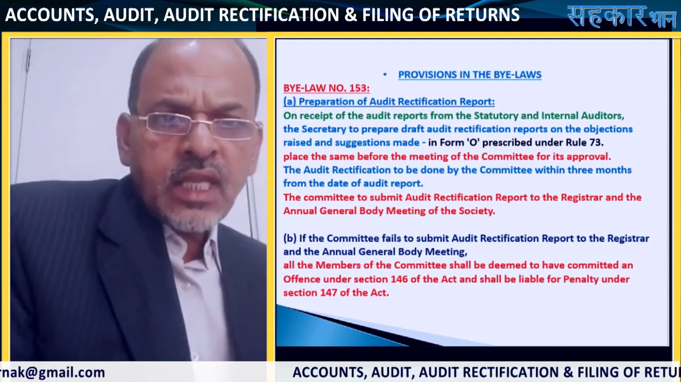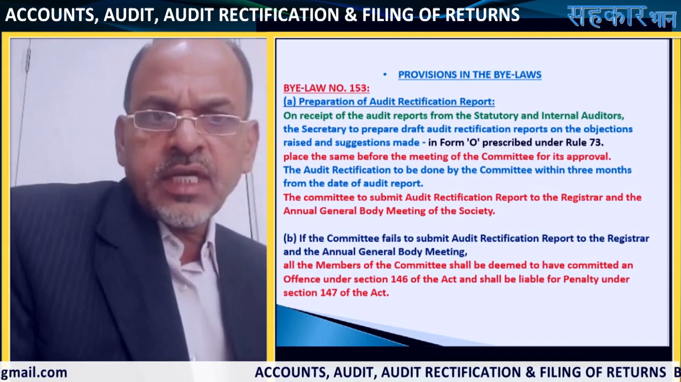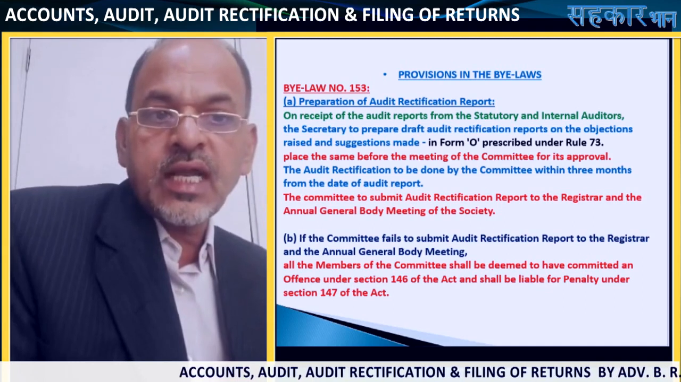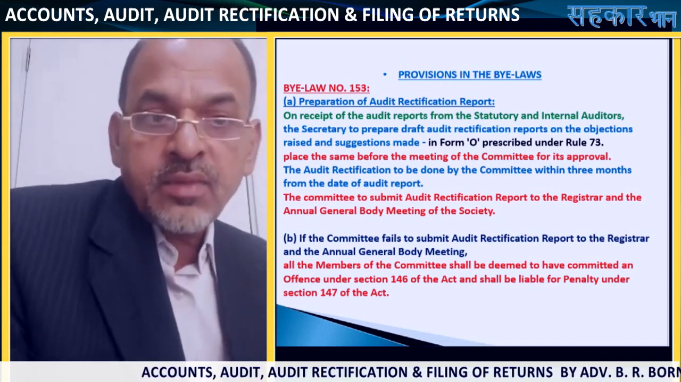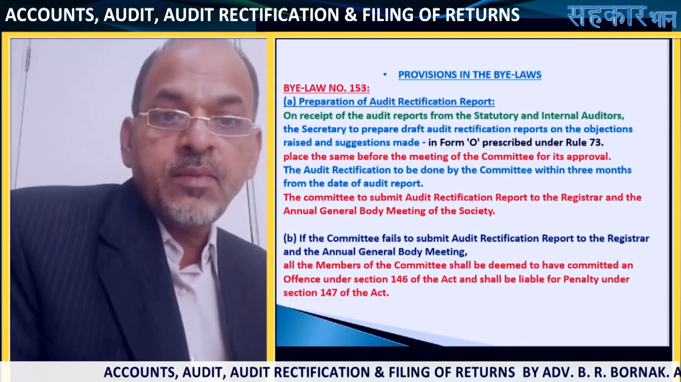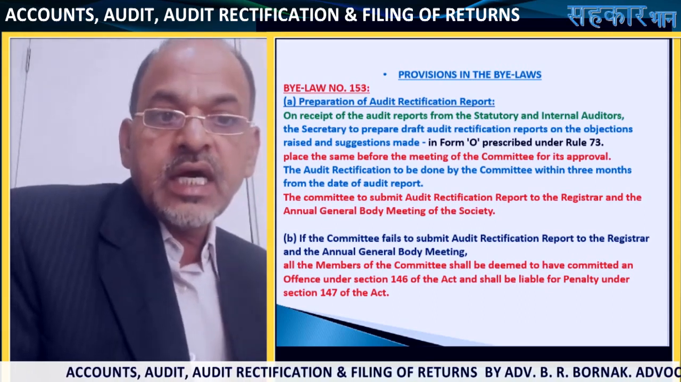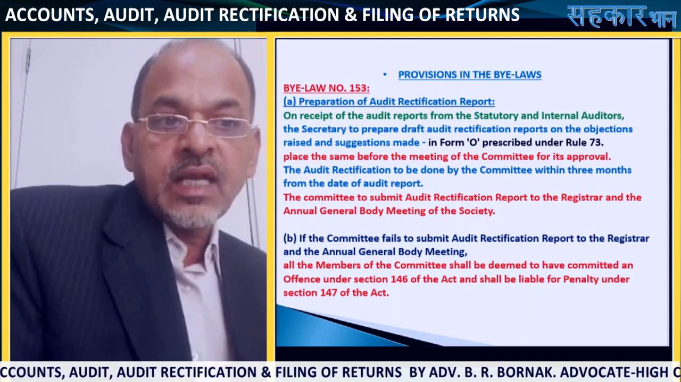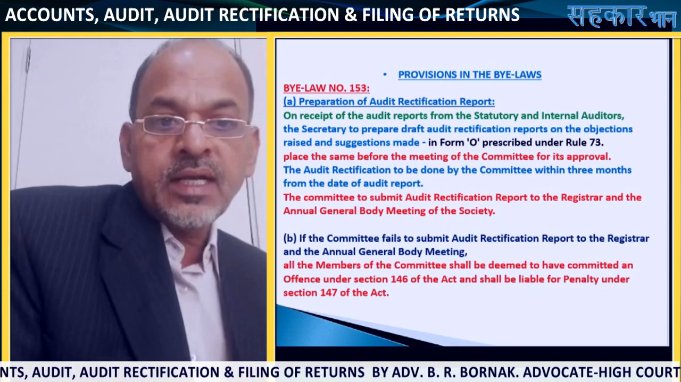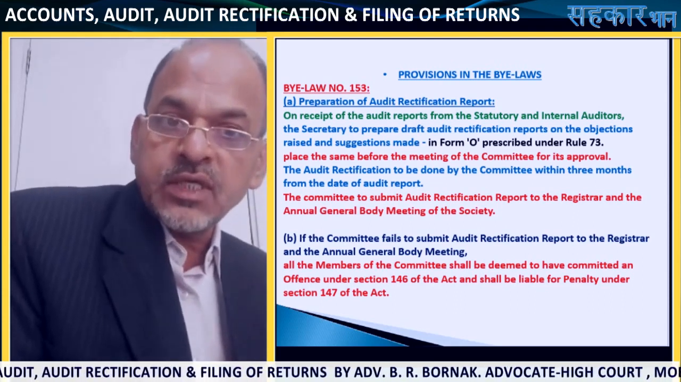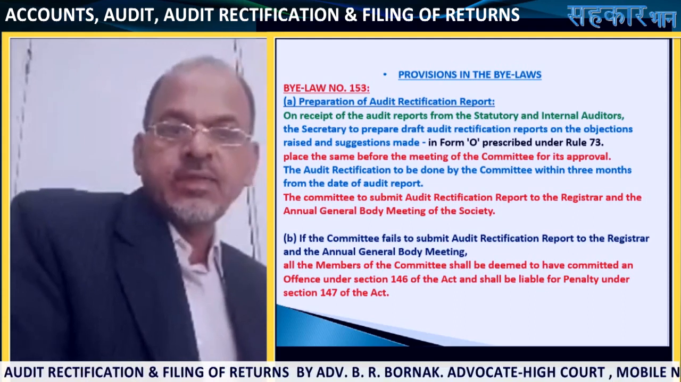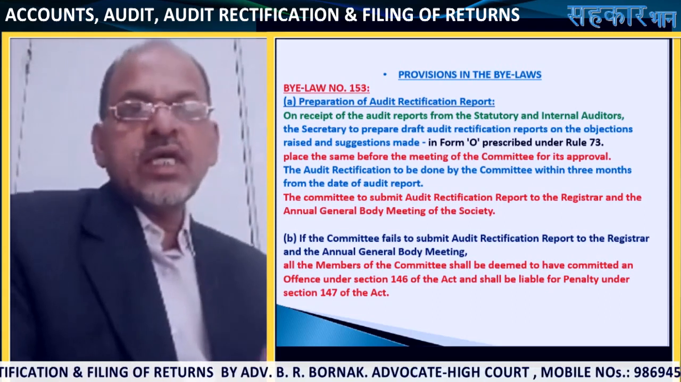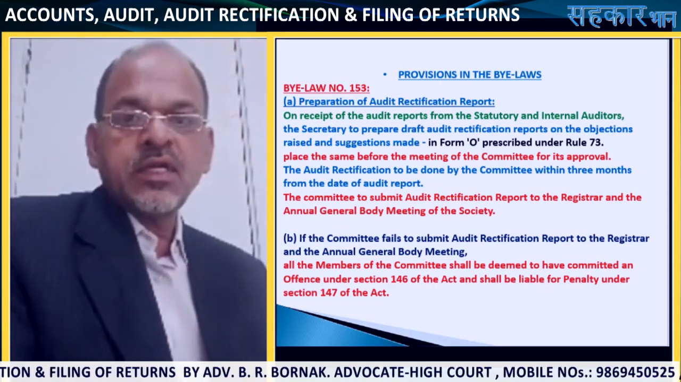Next provision about the audit rectification report: if the committee fails to submit the audit rectification report to the registrar and the annual general body meeting, all the members of the committee shall be deemed to have committed an offence under section 146 of the Act, and shall be liable for penalty under section 147 of the Act, that I already explained to you, that is under section 82 also. So these are the provisions about the audit rectification report in the bylaws of the society.